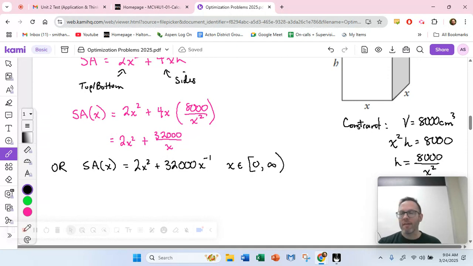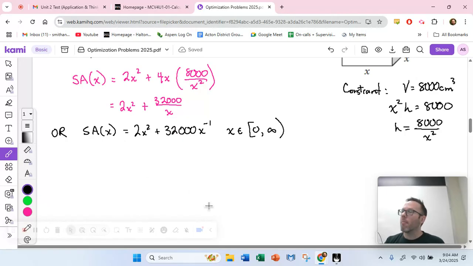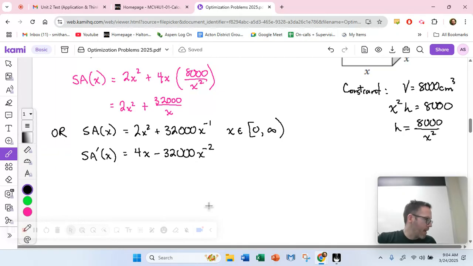So let's continue. Now we have a surface area function and we want to minimize it. So we go about our process: find the derivative, set it to 0, find those critical values, check our endpoints if necessary. Let's go ahead and do that, and let's find the derivative. I'll just say surface area prime of x. I guess I'm using black now. Yeah, this one's not too bad now that we wrote it like that. 4x and then minus 32,000 x to the power of -1 minus 1 is -2. And as we usually do, we are going to set that equal to 0.